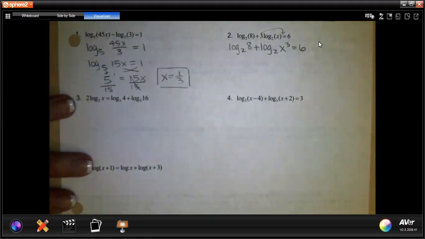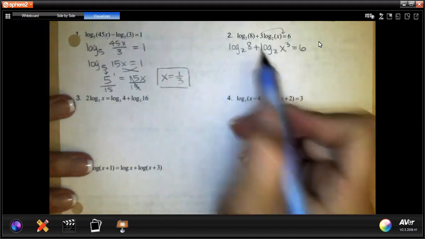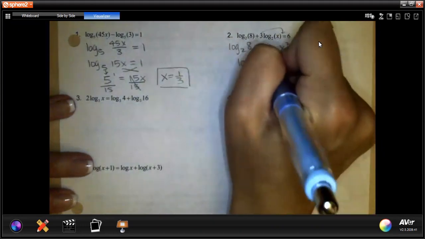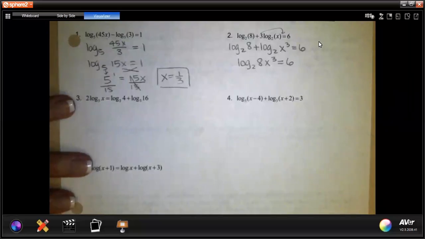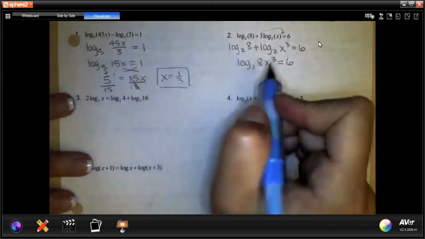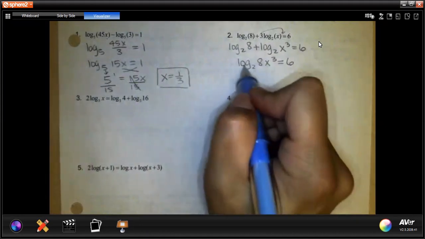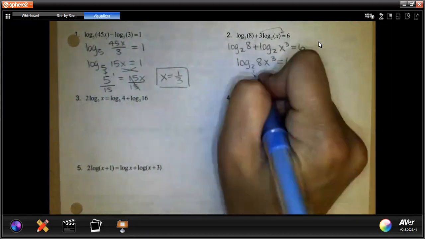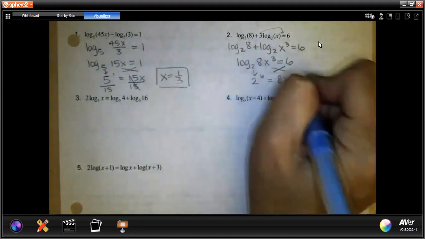Our next property to apply is the product property. That one tells us if there is a plus between the two logs, then I keep the log with a base of 2 and we multiply the arguments, 8x cubed. Now we're ready to convert it to an exponential. That part is really important. You've got to be able to convert back and forth. Since our x is in the argument, the only way of freeing it is to convert it to an exponential, because all of this is one unit. This is one number right here. So we drop the 2 and we switch and we get 2 to the 6 is equal to 8x cubed.